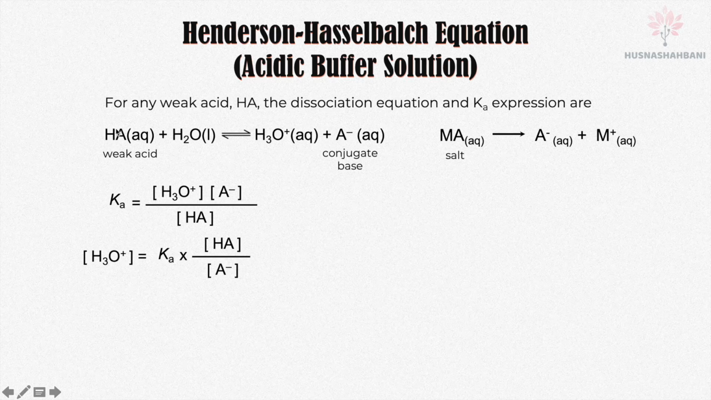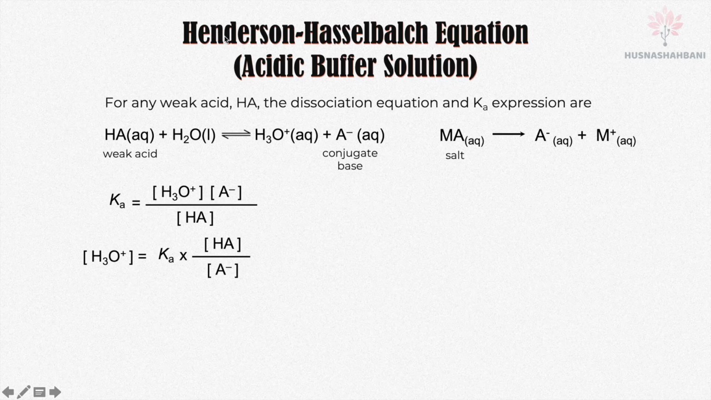Weak acid donates a proton and becomes A-, the conjugate base. And the products, both aqueous, over the reactant, that is the Ka expression. So this is the Ka expression.